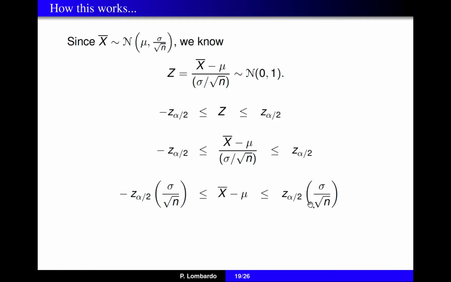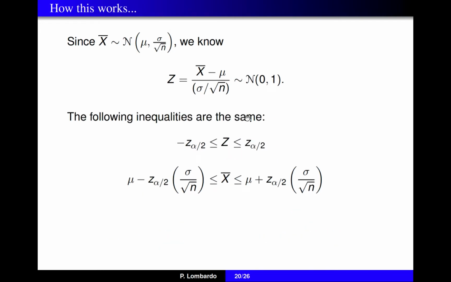And here you can see the margin of error formula starting to appear. Here's the special z-score. Here's the standard deviation of the normal distribution for X bar. And now all we're going to do is add mu to all three of these to get X bar by itself. So here we have this inequality, which held for our standard normal distribution, is equivalent to the following on the X bar random variable: mu minus z alpha over 2 sigma over square root of n, and then mu plus z alpha over 2 sigma over square root of n. So this equality and this inequality are exactly the same.